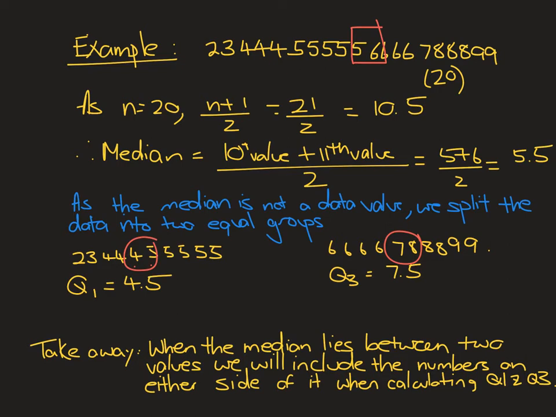All right. And so again, we've got our 5-number summary. Our 5-number summary is going to be minimum equals 2, Q1 4.5, Q2 equals 5.5, Q3 equals 7.5, and the max is going to equal 9 again. So the takeaway in this case is when the median lies between 2 values, we will not include the numbers on either side of it when calculating Q1 and Q3, as it says here.